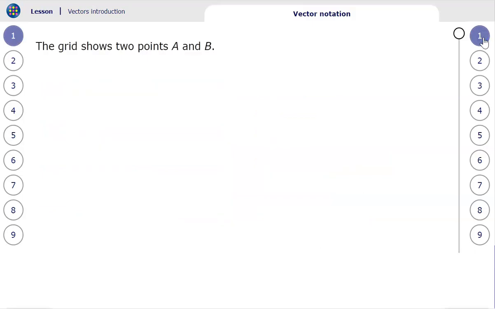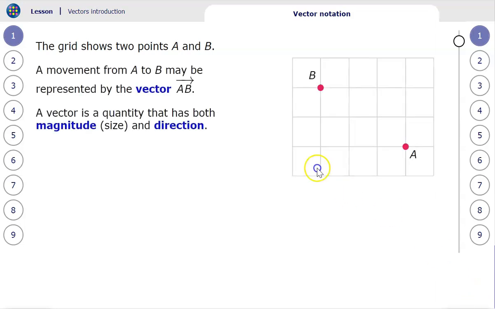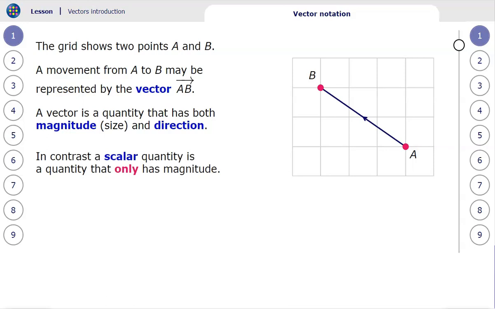We've got a grid that's showing points A and B. Now, if I want to go from A to B, I'm going to represent this as the vector AB. So it'll be the two letters AB with an arrow above it. Going from A to B, I'm going in a certain direction. I've also traveled a certain distance. So this vector has both magnitude and direction. Vectors always have magnitude and direction.